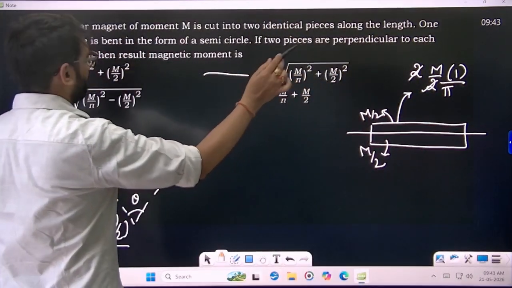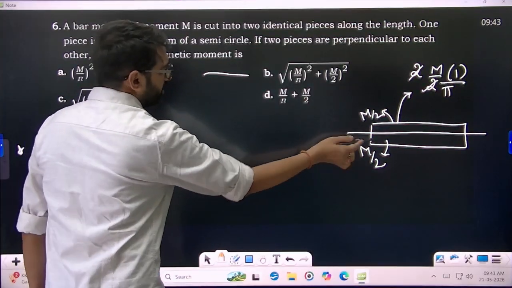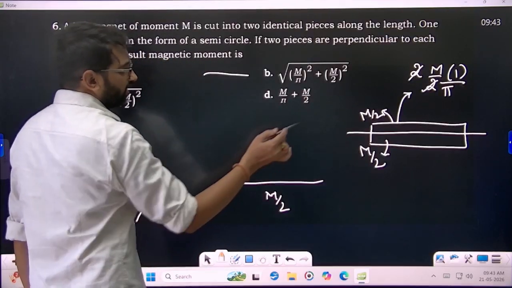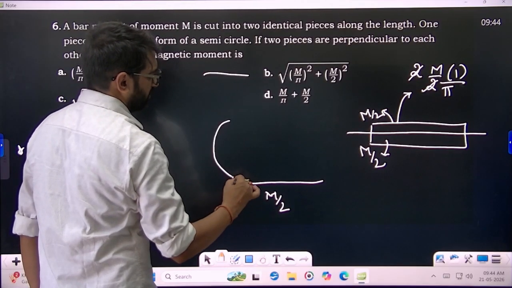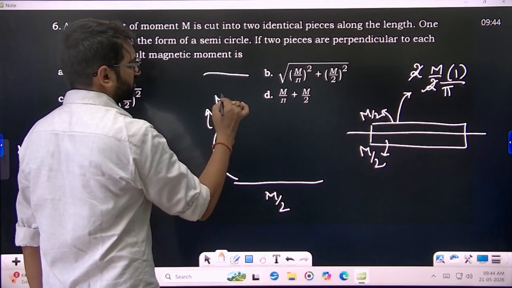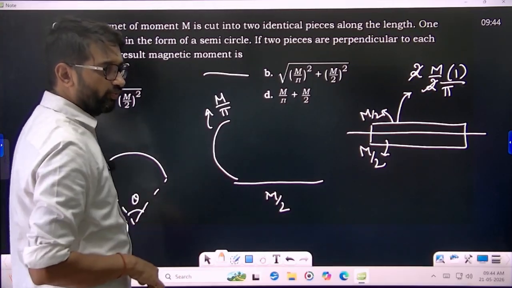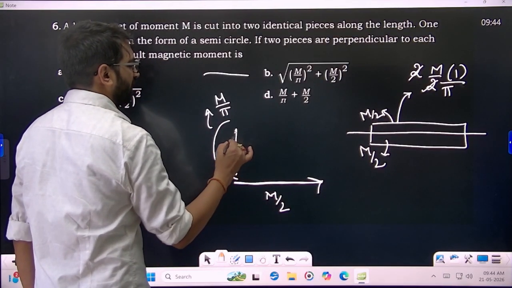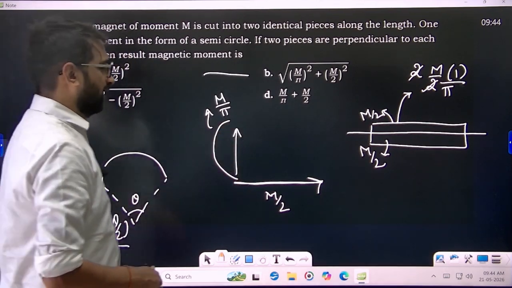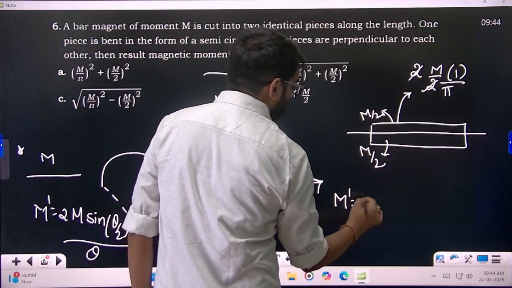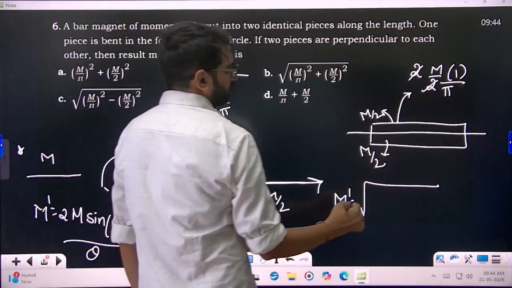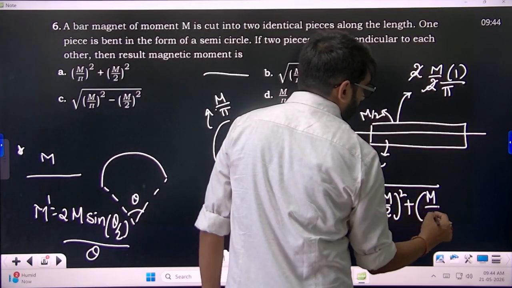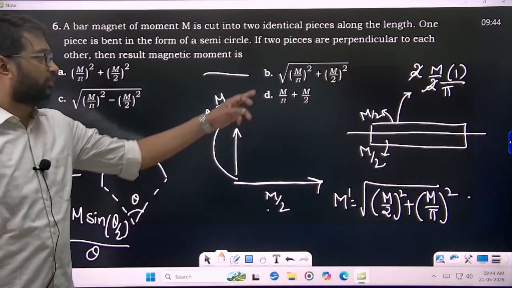If two pieces are perpendicular to each other, then the resultant magnetic moment: this one is as it is, M by 2. The other one, which is bent into the form of a semicircle like this, its magnetic moment is M by pi. Whatever be the poles over here, because it is perpendicular now, one of the magnetic moments will be like this, the other magnetic moment will be either like this or like this. So both are perpendicular. As a result, the net magnetic moment will be equals to root over a square plus b square. So M by 2 whole square plus M by pi whole square. So second option would be the answer.